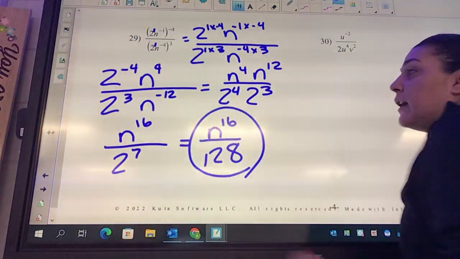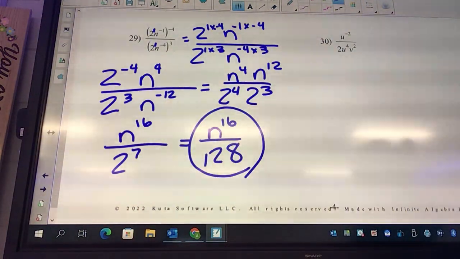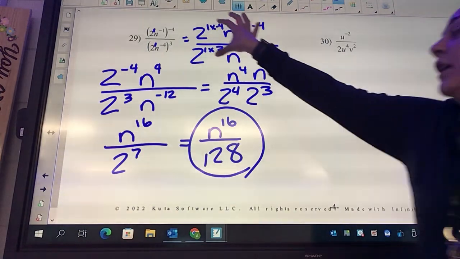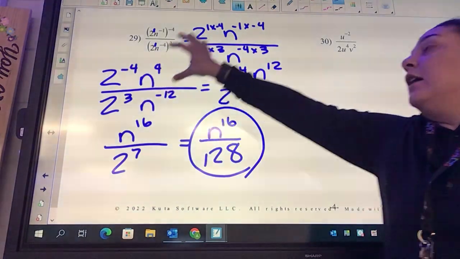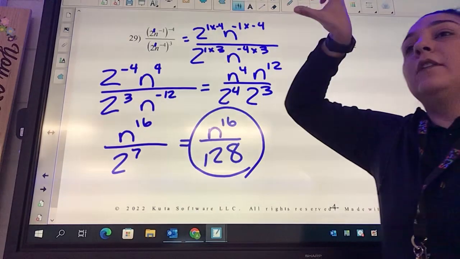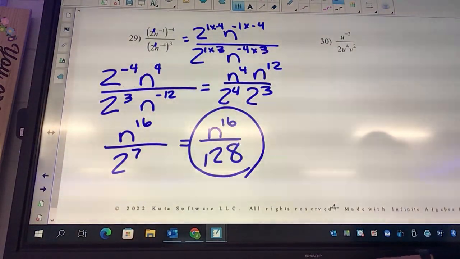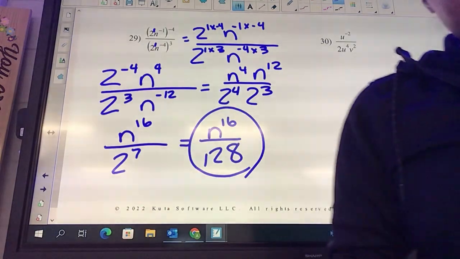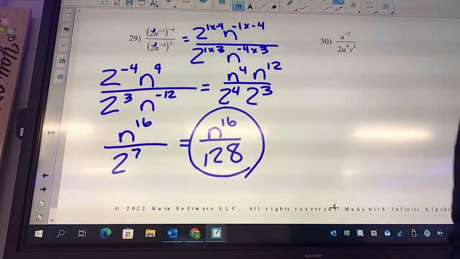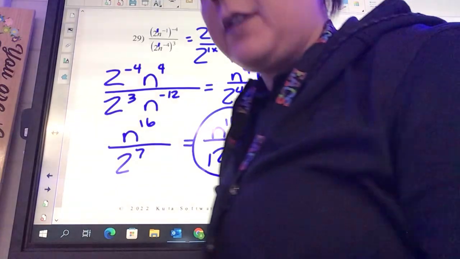Okay, these ones take a lot of work. Okay, do them in baby steps. Do the multiplication, then move your negatives, and then you can simplify, okay? You guys got 15 of them to do. When you get them done, I have the box up here, so come put them on the box when you're finished.